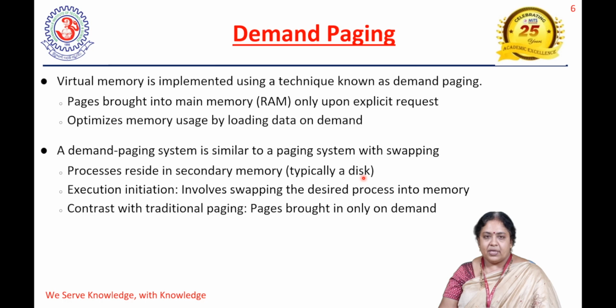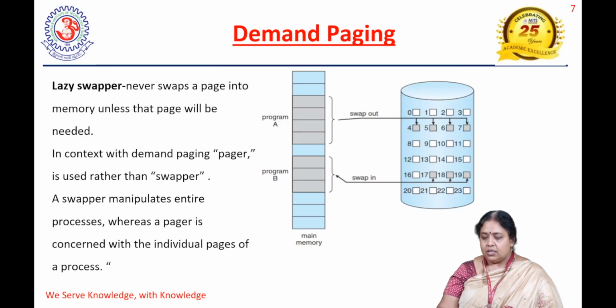So at the time of execution, the desired process will be swapped in. In traditional paging, all the pages are brought into memory, but here only the pages that are required are brought into memory. This is a swapping process. When a process is not required, the swapper is going to swap out the pages and they are stored in secondary storage, and whatever is required will be swapped into the memory.